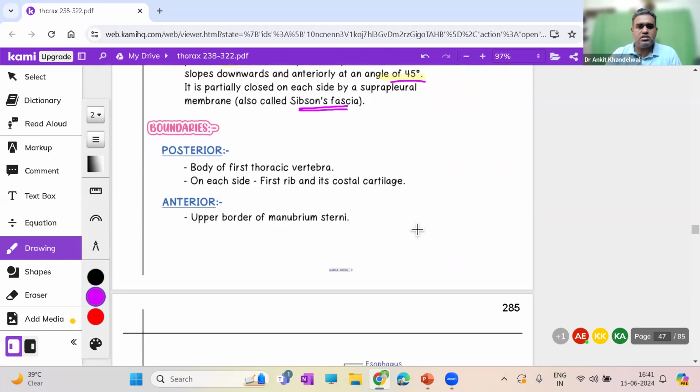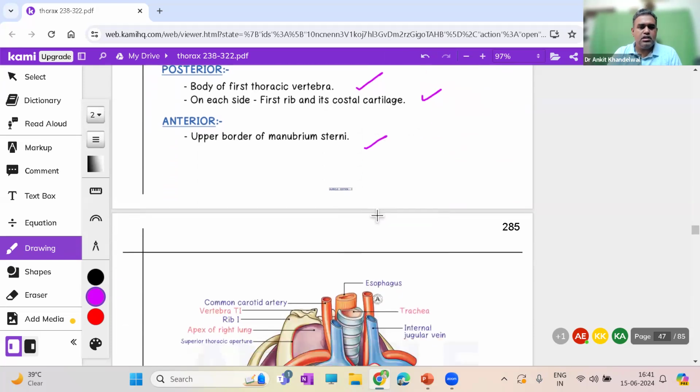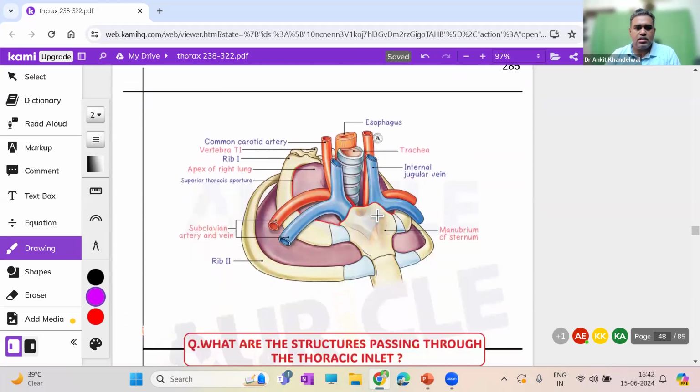Now the boundaries: posteriorly we have the T1 vertebra. On each side you will have the first rib, and anteriorly you have the upper border of the manubrium sterni. That is your jugular notch over here, just the jugular notch. Okay, here you can see, and this is your thoracic inlet. So as I said, the air is coming in and also going out. Inhale, exhale. Esophagus, food is going down, fine.